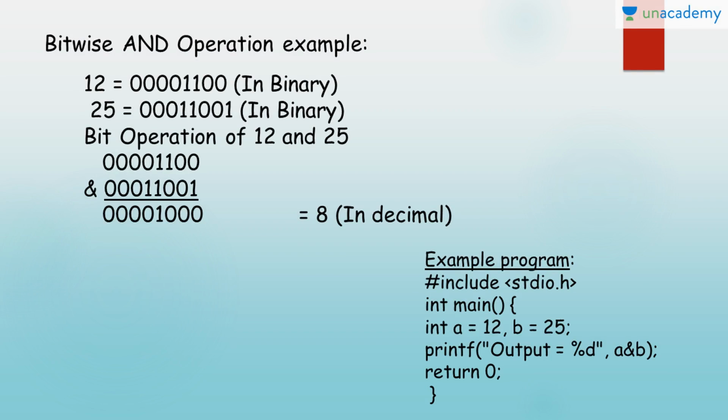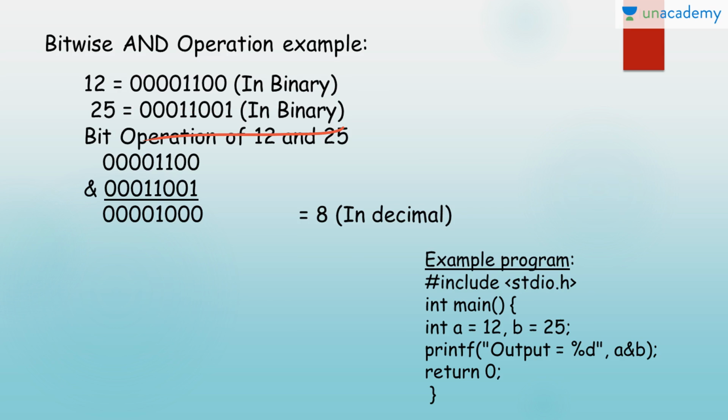So bitwise AND. The output of bitwise AND is 1 if the corresponding bits of two operands are 1. If either bit of an operand is 0, the result of the corresponding bit is evaluated to 0. Now take an example of 12 and 25. So this is the binary representation of 12 and 25.